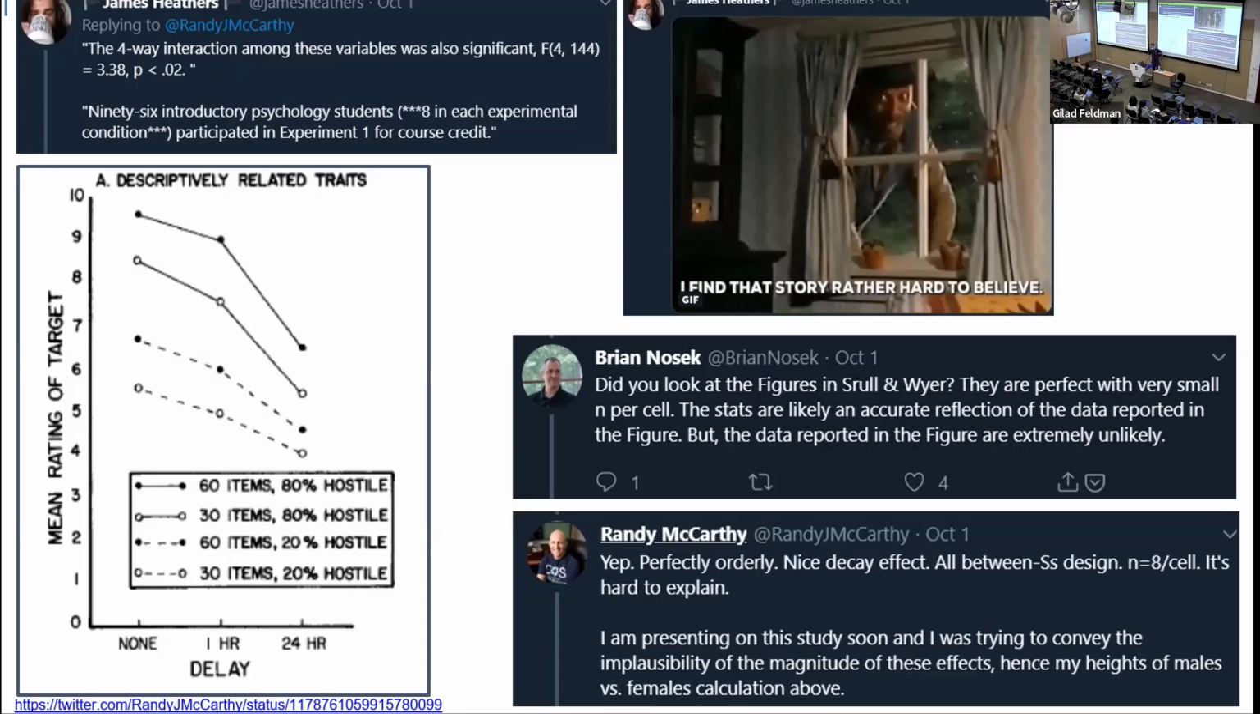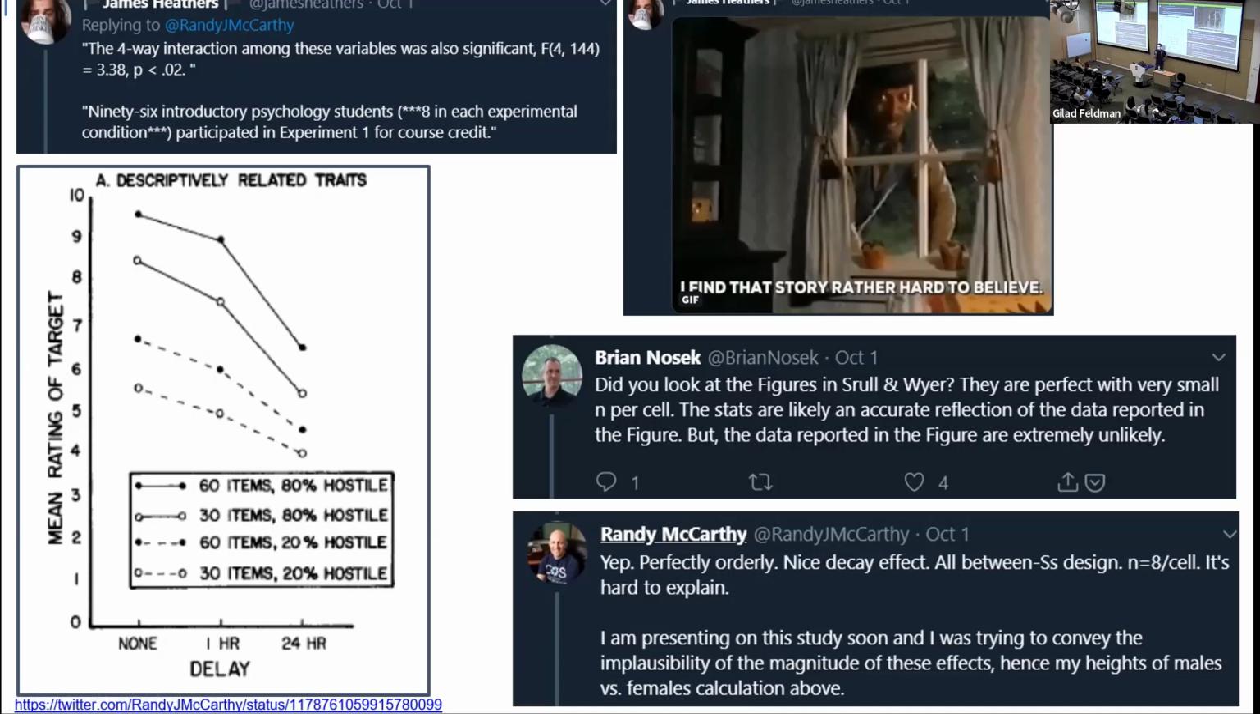So for example, in this tweet, he wrote, Srull and Wyer in 1979, that we all rely on, did a 4-way interaction. Not a 1-way where you have, I don't know, 3 conditions, for example. Not a 2-way like a 3x2 or 2x2 like some of you have in your replication targets, but a 2x2x2x2 or 2x3x3x3. A 4-way interaction where you manipulate 4 different things. And this 4-way interaction had a p-value just below 0.02.